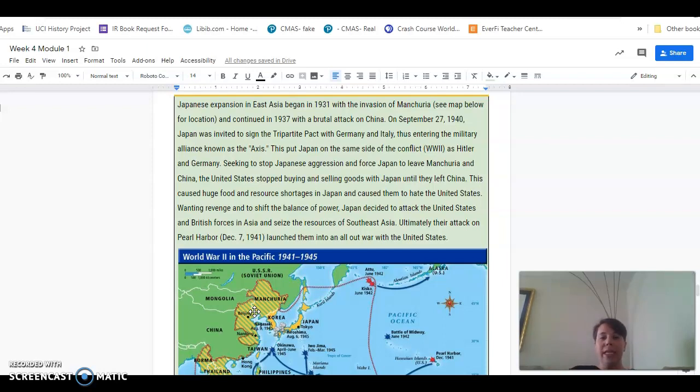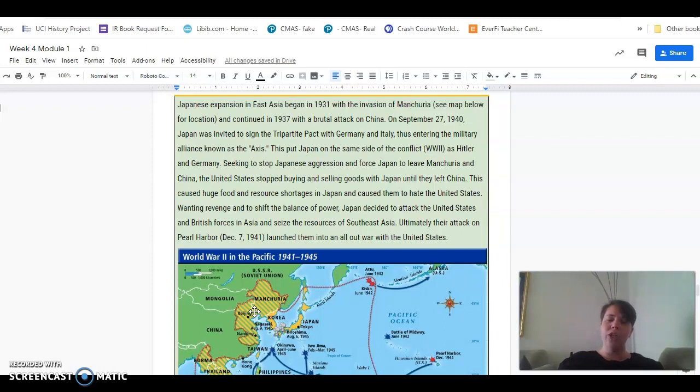Japanese expansion in East Asia began in 1931 with the invasion of Manchuria. And it continued in 1937 with the brutal attack on China. On September 27, 1940, Japan was invited to sign the Tripartite Pact with Germany and Italy, thus entering the military alliance known as the Axis. Again, the Axis powers, the bad guys. This put Japan on the same side of the conflict in World War II as Hitler and Germany.